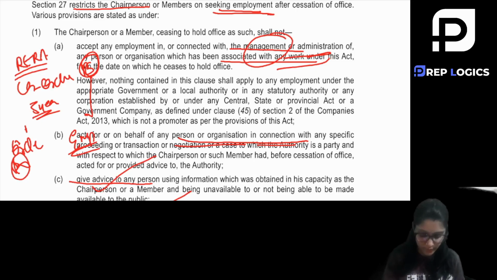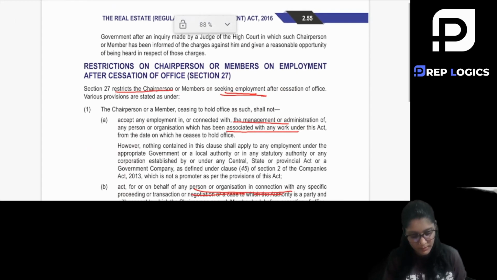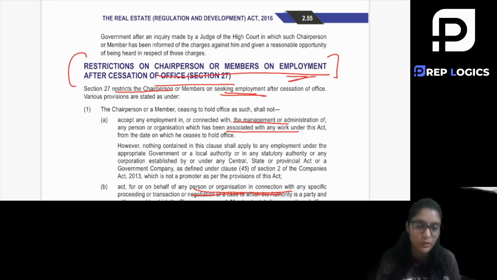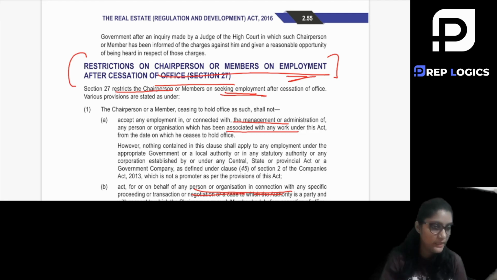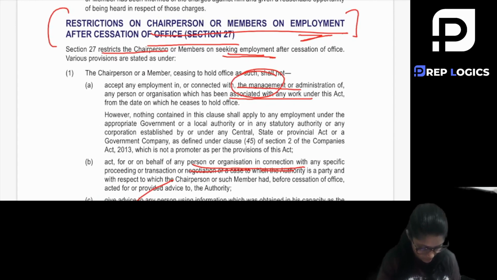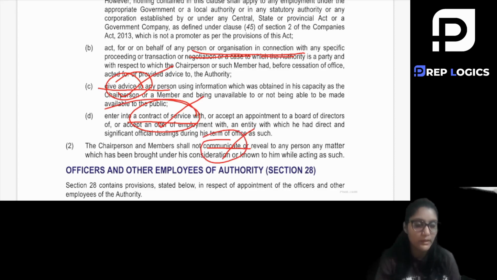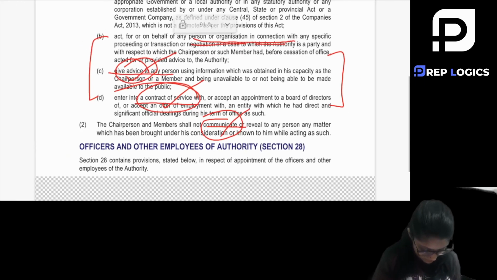to safeguard the independence of the chairperson and the members of the RERA authority, this particular section came into force that there is a restriction. You cannot become employed by persons against whom you have taken some action. So if some case comes before you, you cannot become the employee of that particular person. You cannot go into the management, you cannot even give any kind of advice, you cannot act under any kind of contract of services, or communicate anything to them. This section has come to protect the independence of the chairperson and the members.